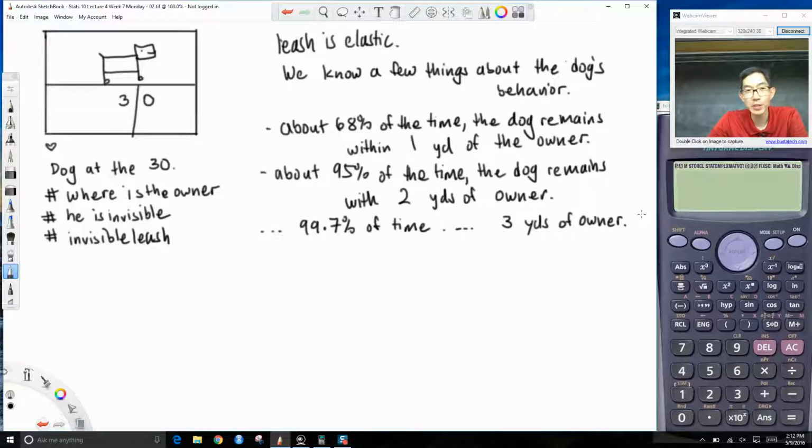So based on this, can we say something about the location of the owner? Maybe. Like, can we guarantee that the owner is between 27 and 33? No, we can't guarantee it, right? Because it's very likely that the owner is between 27 and 33, but it's 99.7% of the time. So it is possible that the dog and the owner are more than 3 yards apart. It's not likely, but it is possible. So we can't really make any guarantees about the location of the owner.